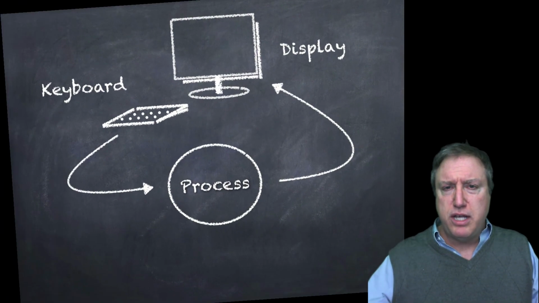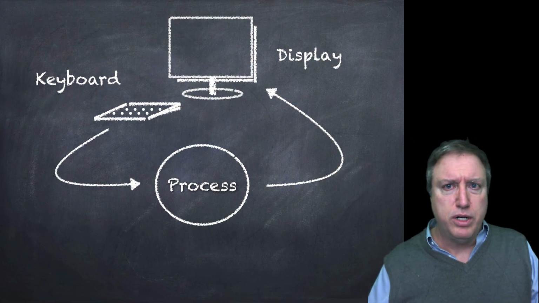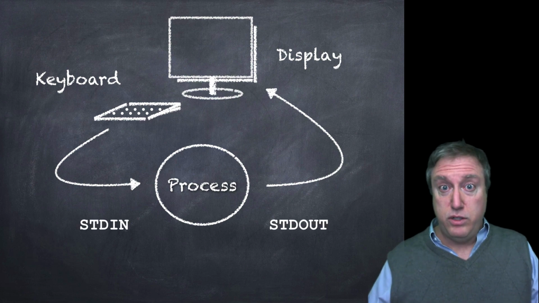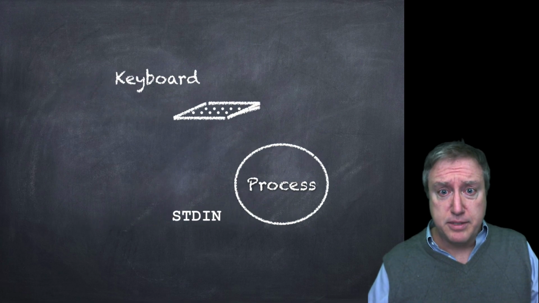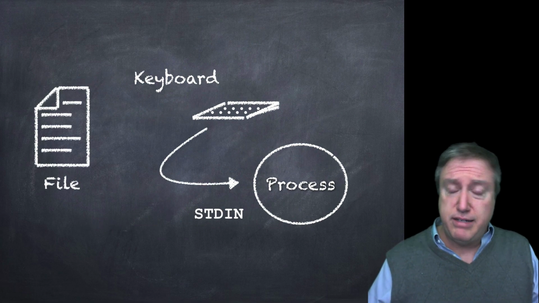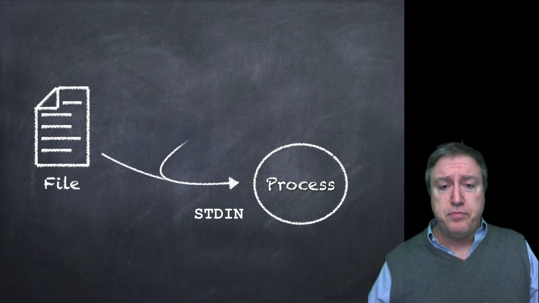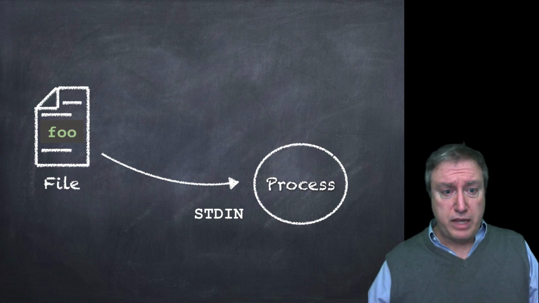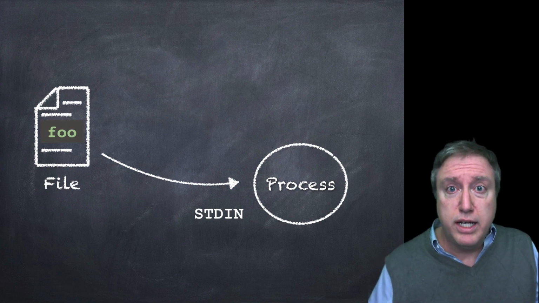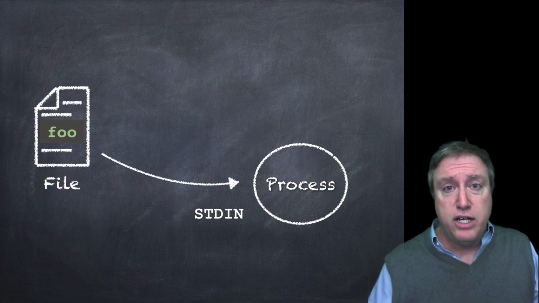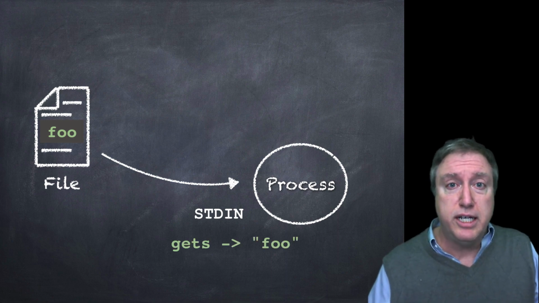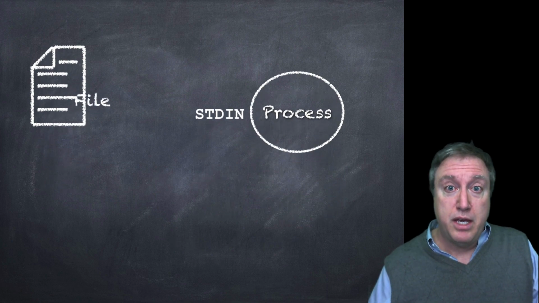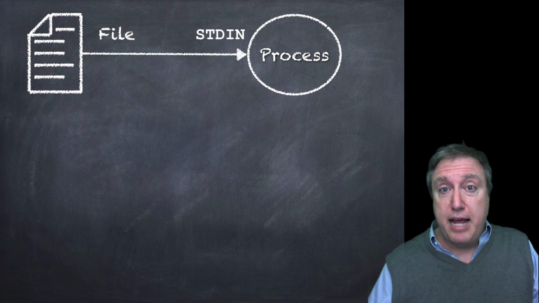So if we could somehow substitute a file for the keyboard, we could use gets and puts, use standard in and standard out to do it. Well, let's see how that happens. Basically, you take a file and you tell the operating system, connect standard in using redirection. That way, if you have a string called foo in your text file, you can use gets just like you could with the keyboard to get that string.